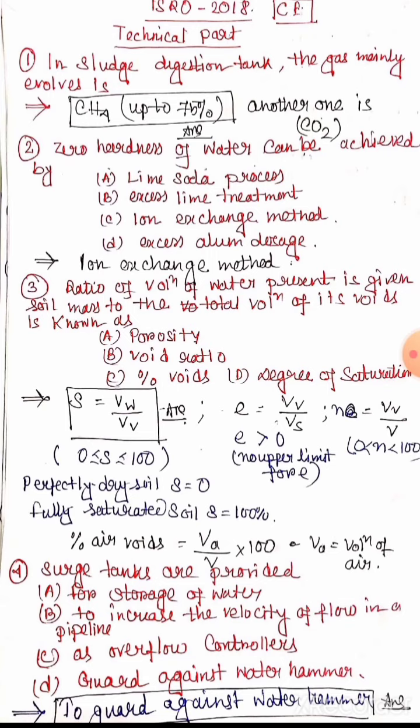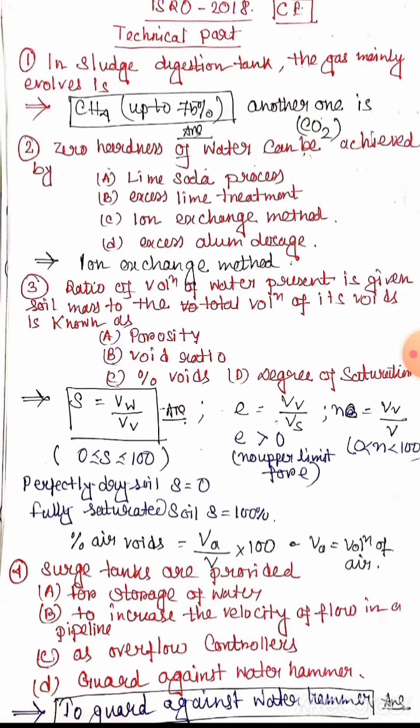The first question is, in a sludge digestion tank the gas mainly evolved is? The answer for this question is methane, that is CH4. If the question asked what are the gases that evolve, then the answer would be CH4 and CO2. Since this question asks for the gas mainly evolved, the right answer is CH4.